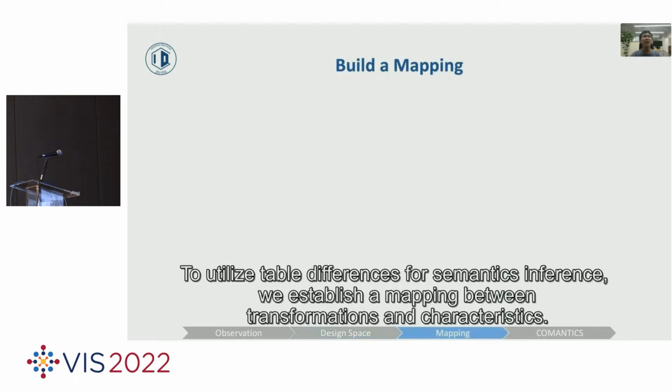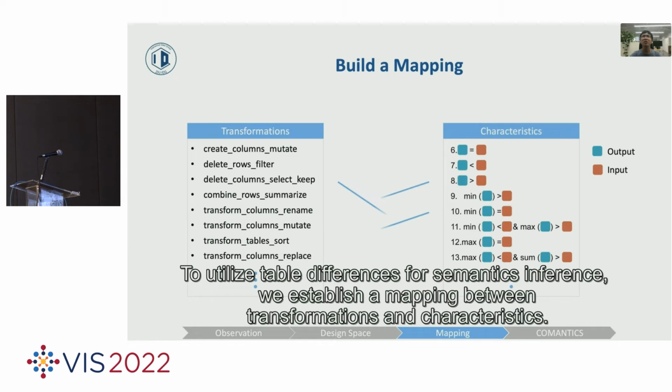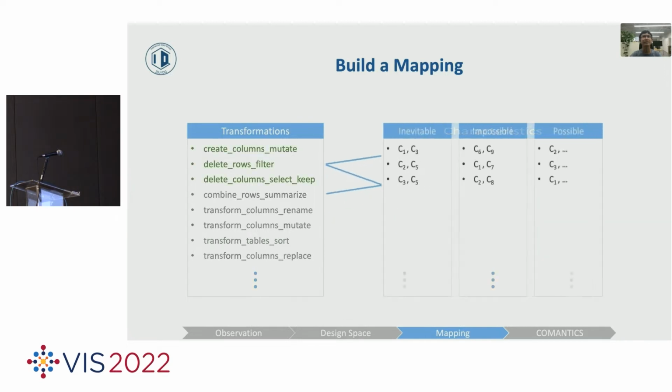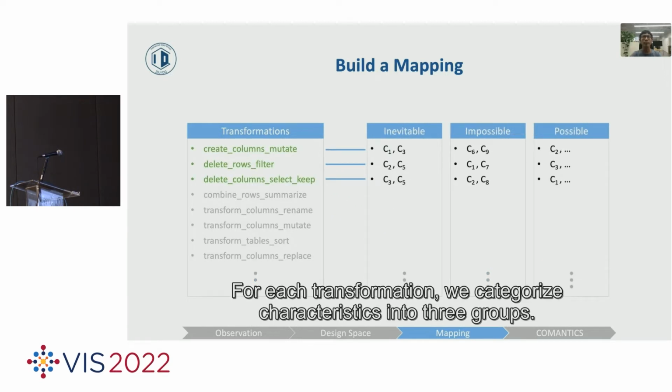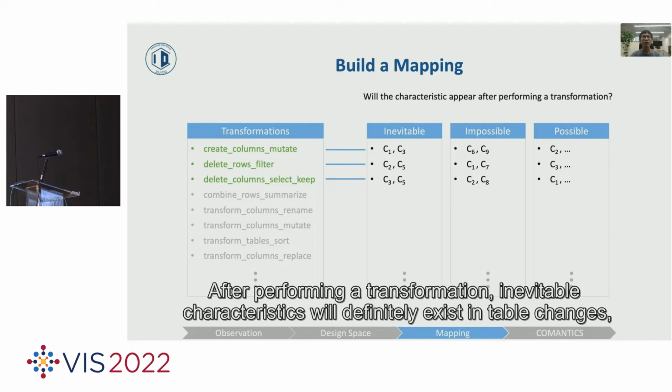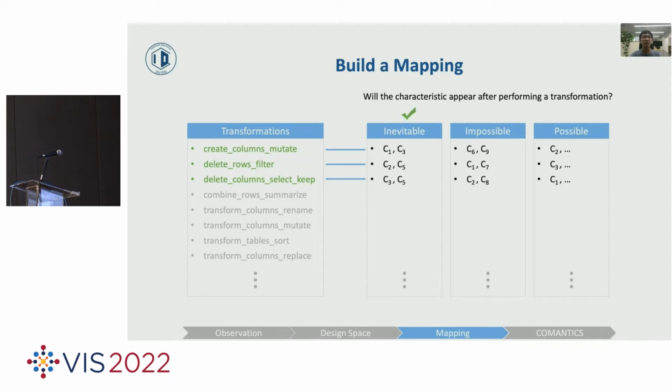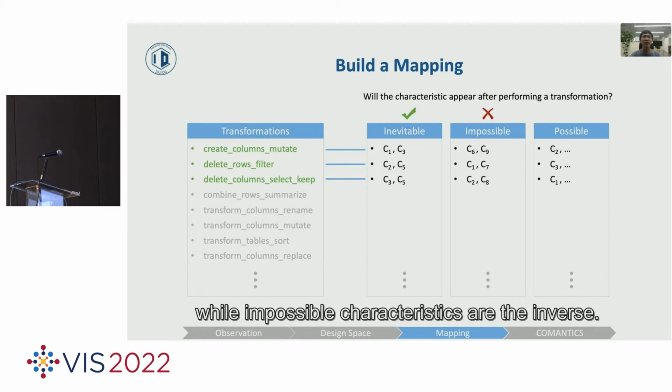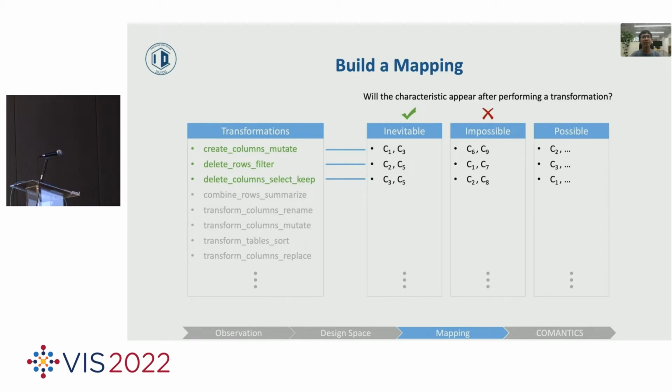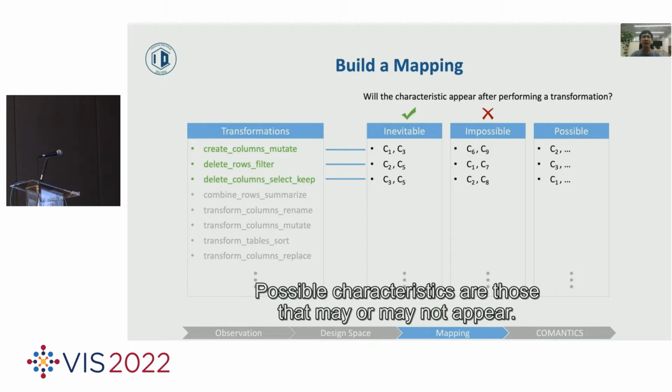To utilize table differences for semantics inference, we establish a mapping between transformations and characteristics. For each transformation, we categorize characteristics into 3 groups. After performing a transformation, inevitable characteristics will definitely exist in table changes, while impossible characteristics are the inverse. Possible characteristics are those that may or may not appear.